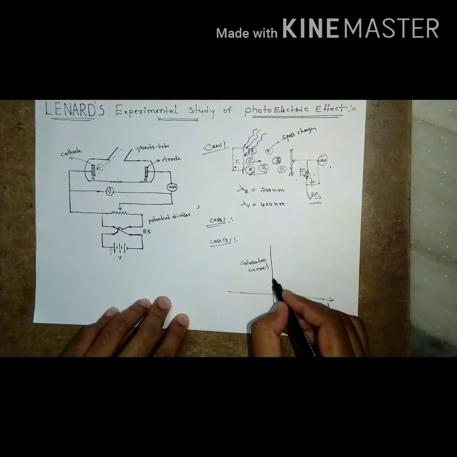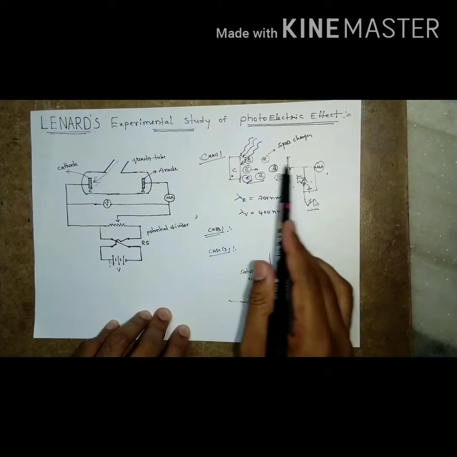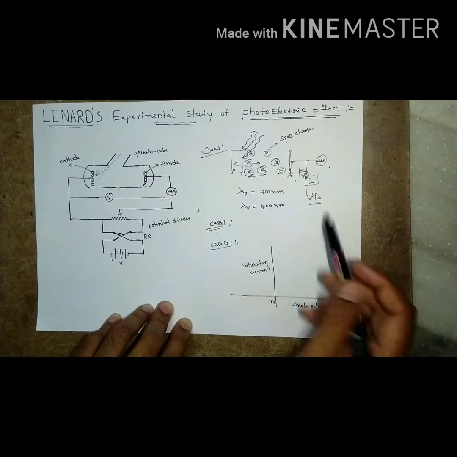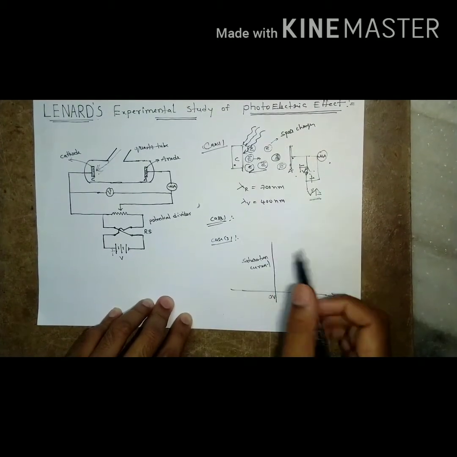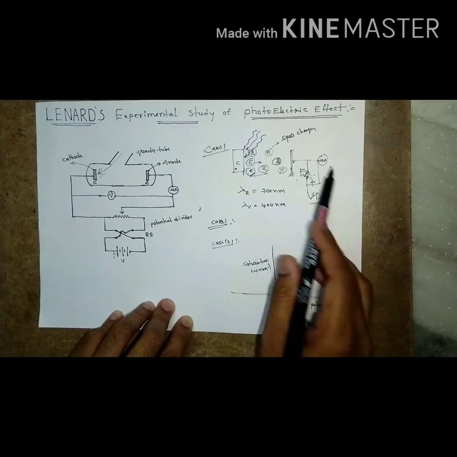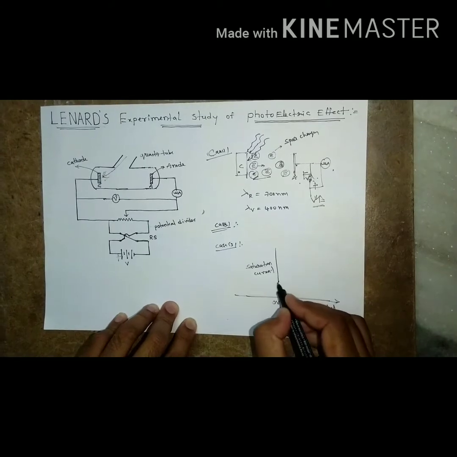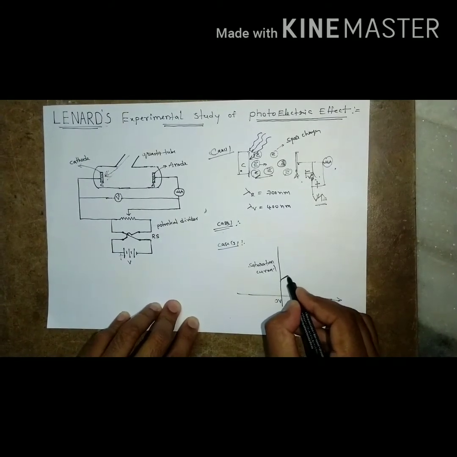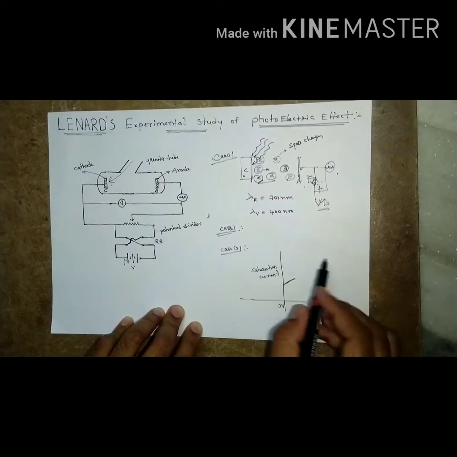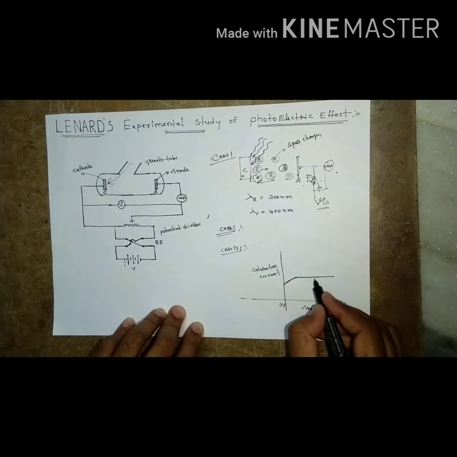At anode potential 0, which is the first case, there is no potential applied to the anode. What happens? The current is there. Whenever the potential increases, with the anode connected to the battery's positive terminal, the current also increases, and at one particular potential, the current remains constant. That current is called the saturation current.